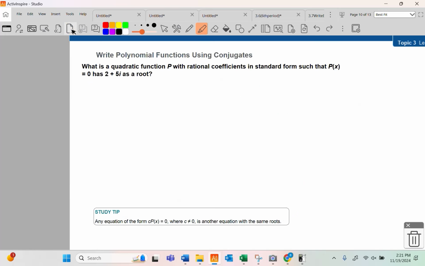All right, what is a quadratic function p with rational coefficients in standard form such that p of x equals 0 has 2 plus 5i as a root? There's a lot of garbage in here. I'm not sure why they're writing things out here, but the big thing is, what is a quadratic function that has 2 plus 5i as a root?